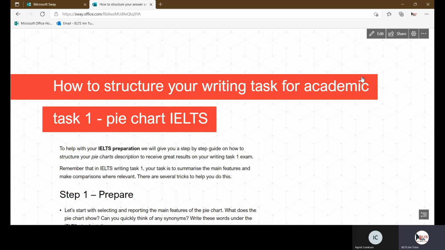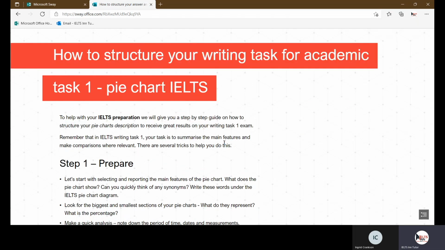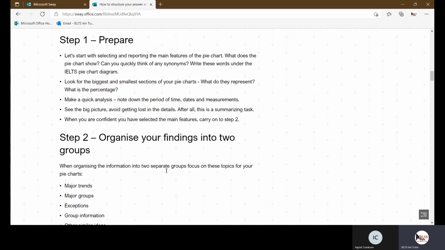Okay, so how to structure your writing Task 1, academic writing, pie charts. First and foremost, as I said in the previous class, you have to understand the question that has been given to you. So you take a step back, look at the question, try to understand the question, and try to understand the pie chart that is before you. So step one is to prepare.